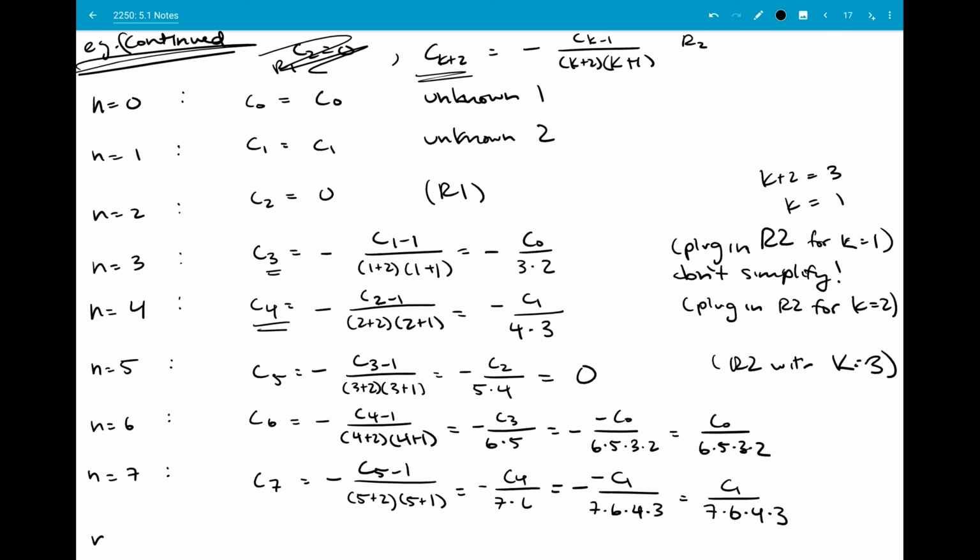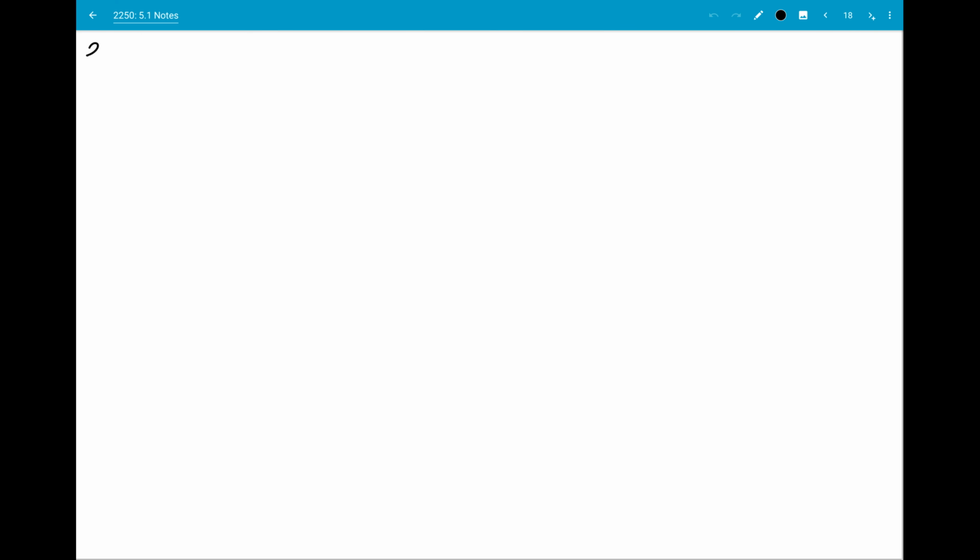And then when we go up to n equals 8, hopefully you've kind of guessed at this point, C8 is going to depend on minus C6 minus 1 over some stuff. So that's going to be minus C5 over some stuff. But C5 we already saw was 0. So we're going to have this pattern of two terms. One depends on C1, one depends on C0, then a 0. Things that depend on C0 and C1, then a 0. Things that depend on C0 and C1, and then another 0. So now we can say a pattern starts to emerge.